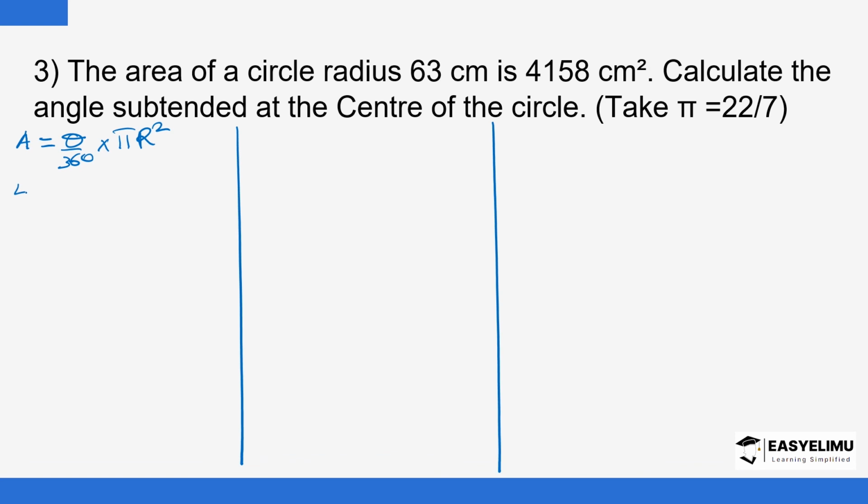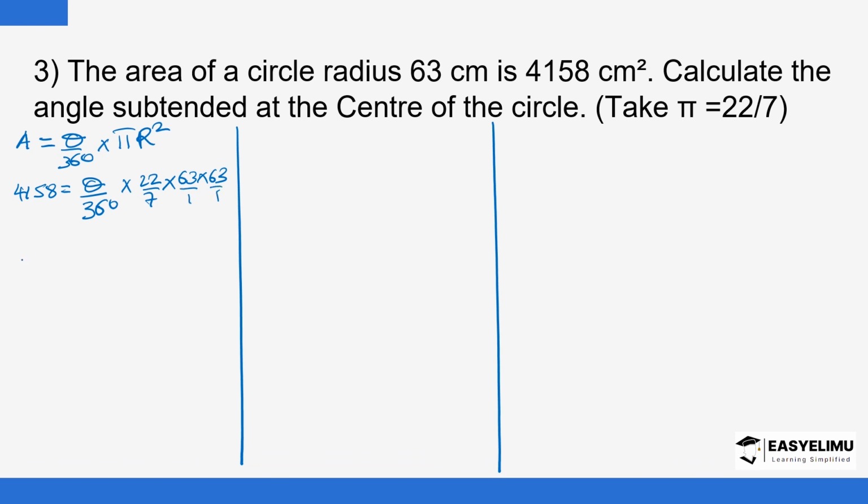So area is given as 4158. So this is equal to theta, and theta is what you are finding, over 360. You multiply by 22 over 7, which is pi, and you multiply by r squared. So our r squared is going to be 63 by 63. That is our radius.